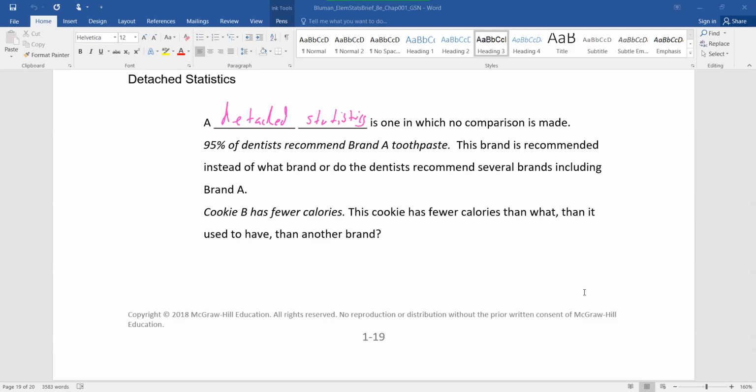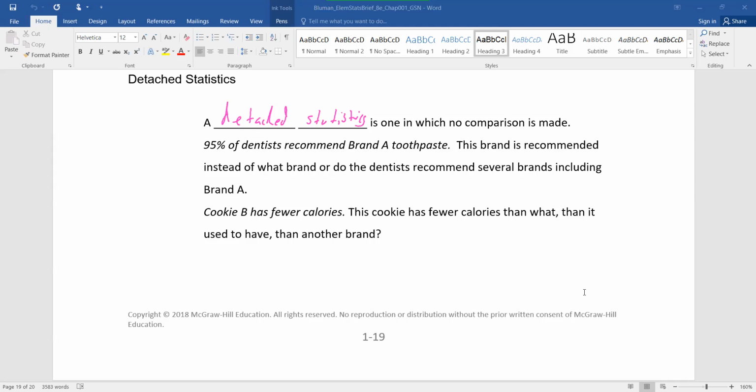But what you're not seeing is dentists might have also said brand A, B, and D we would recommend. So we were just pinpointing brand A, which supports us. Dentists said it, so therefore we can put it in there. But we don't know the full story. They could have been advertising, hey, use one of these 4, but because we were in there, we're excluding everywhere else. So that's what they're saying here. So this brand is recommended instead of what brand, or do the dentists recommend several brands, including brand A?